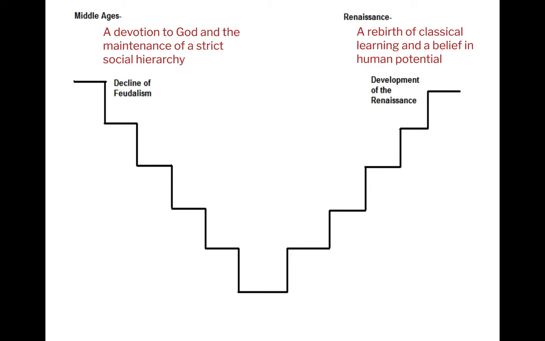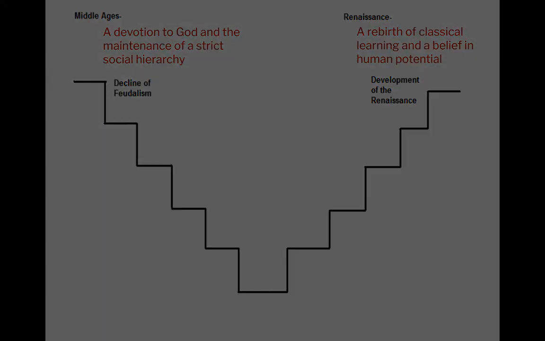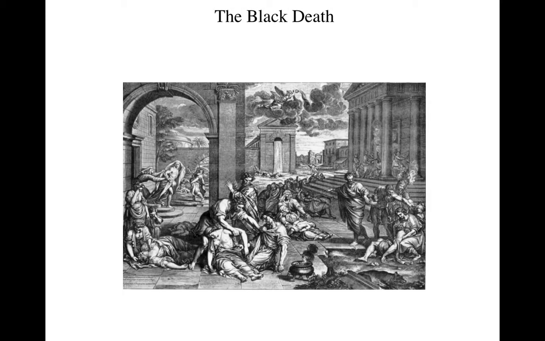So we're going to move down into the decline of feudalism, but we're going to move up in the staircase to the development of the Renaissance. Okay, so we're going to start with the Black Death. I know we've talked about all of these things, but this is to wrap it all in a nice little bow for you.